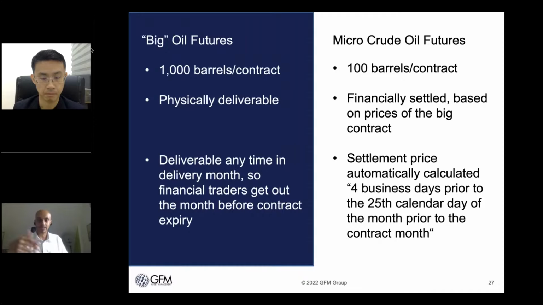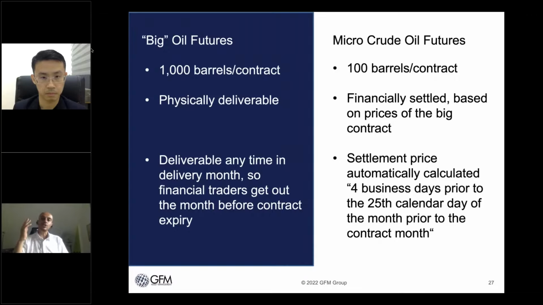So what does that mean in English? If we're talking about the September contract, it's going to look at the 25th of August, that's the month prior to September, and then go 4 business days before that. That is when the settlement price is going to be calculated for your micro crude futures contract.